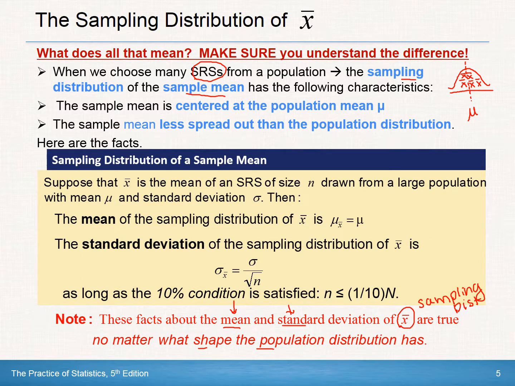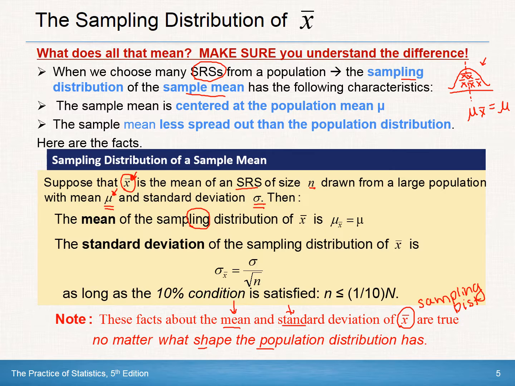Let's suppose that X bar is the mean of a simple random sample of size n drawn from a large population. We know the population mean is mu and the standard deviation is sigma. Remember, X bar is from the sample, mu is from the population. The mean of the sampling distribution of X bar, mu of X bar, is equal to mu. What does all that mean? That's like saying the mean of this sampling distribution, the average of all of the averages, is going to be the same as the mean of the population.